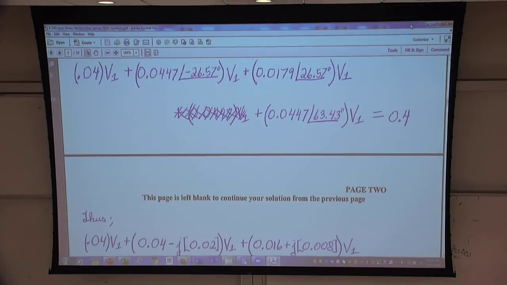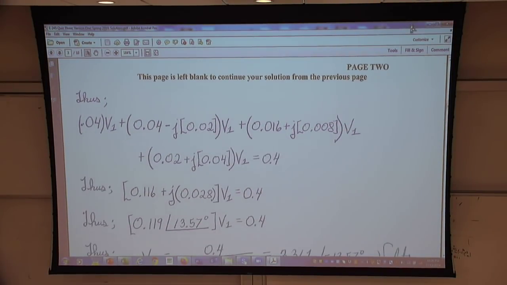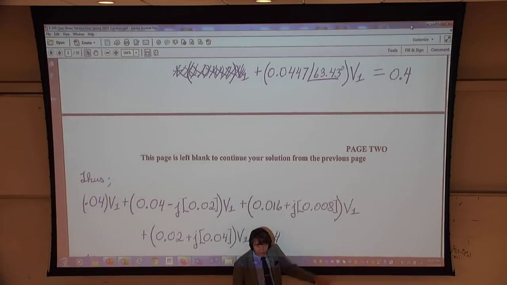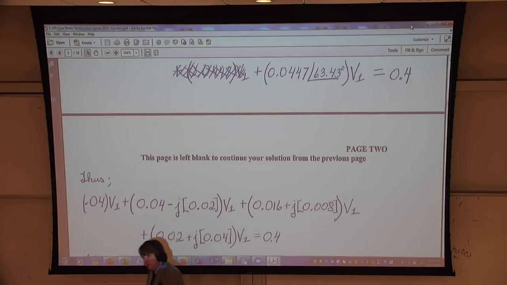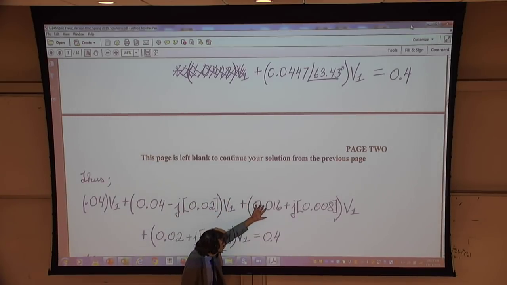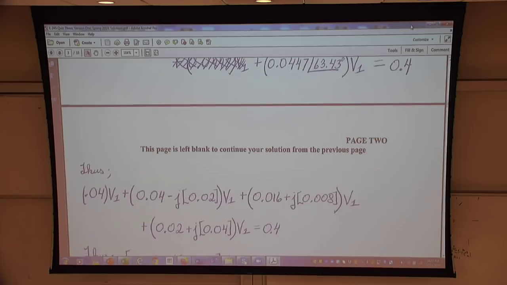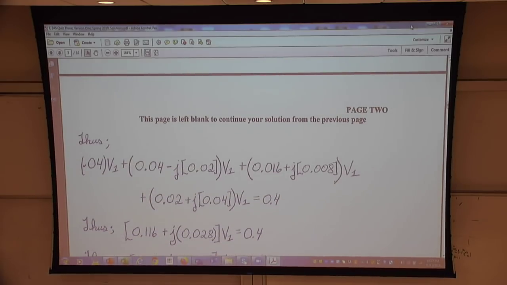So we have how many terms? 1, 2, 3, 4. Now, how do I add? I add all the reals and I add all the J's. So I add all the reals: 0.04 V1, 0.04 V1, 0.016 V1, 0.02 V1. If I added it up correctly, I get 0.116.